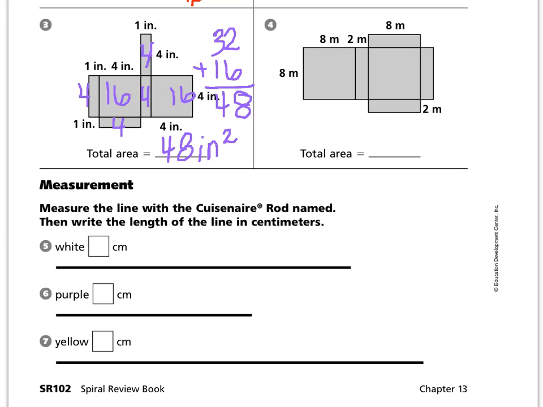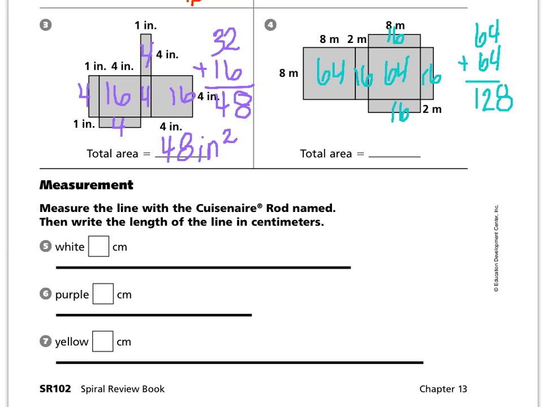Do the same thing for number 4, where I'm going to find the different little squares first. I know that 2 times 8 is going to be 16, so all the little ones are 16. And then I'm going to find the big square, which is going to be an 8 by 8, which is going to be 64. So I have 64 plus 64. And I know that 4 plus 4 is going to be 8, and 6 plus 6 is 12. Then I have to add 4 16s.